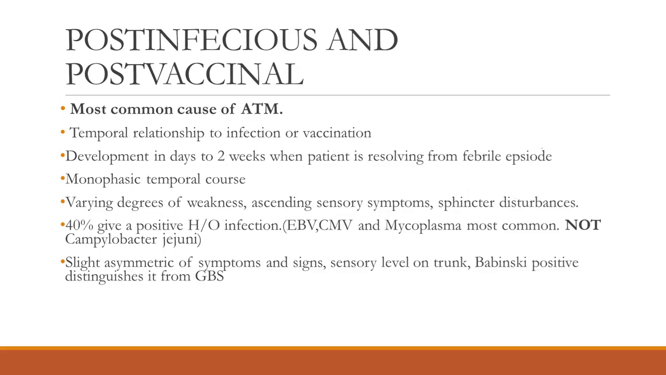Coming to transverse myelitis, there is a background of post-viral illness that has elapsed, or there might be a background of vaccination. A development within days to 2 weeks is seen. There is a monophasic temporal course. Once the symptom occurs and there is progression up to 3 weeks, and then subsequent resolution occurs, there will not be a subsequent recurrence. 40% give a positive history of infection with EBV, CMV, and mycoplasma, but not Campylobacter jejuni infections basically.